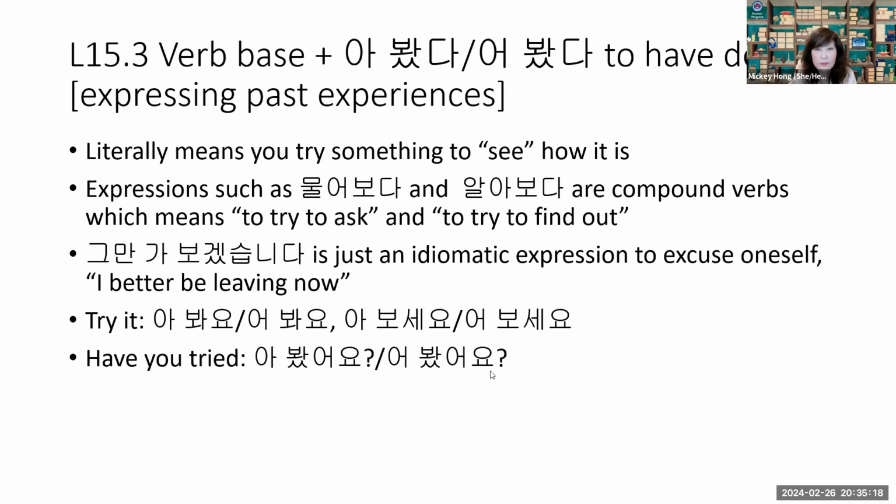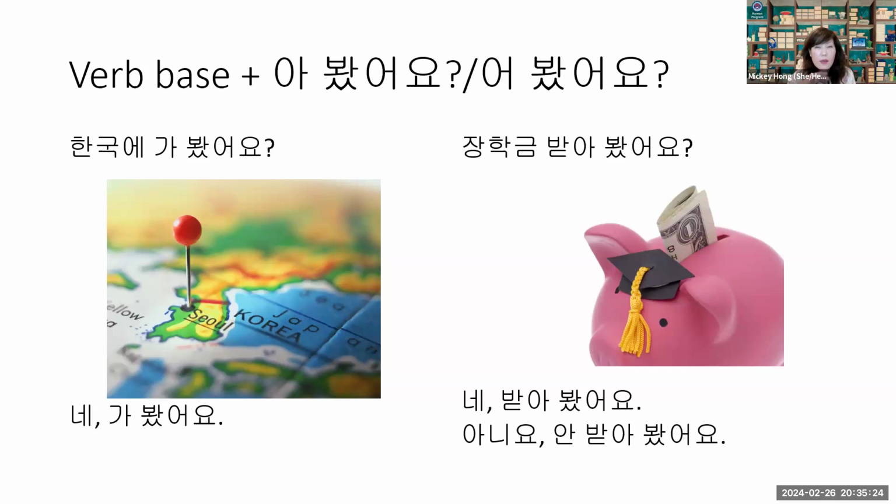한국에 가봤어요. It's just like putting the verb into 아어요. You're gonna take out the 요 and then attach 봤어요 to ask if they tried that. 한국에 가봤어요? 네, 가봤어요. 장학금 받아봤어요? 네, 받아봤어요. Or 아니요, 안 받아봤어요. Have you been to Korea? Yes, I've been to Korea. Have you, ever is kind of intended. Have you received scholarship? Yes, I've received scholarship before. No, I have not received scholarship before.